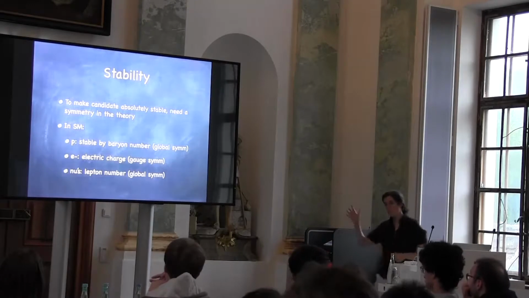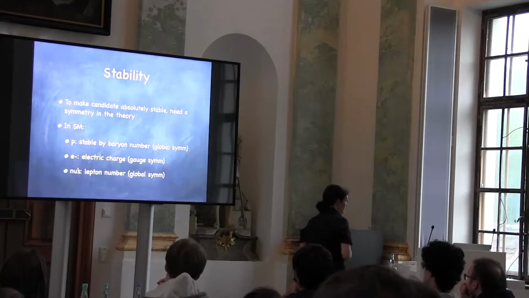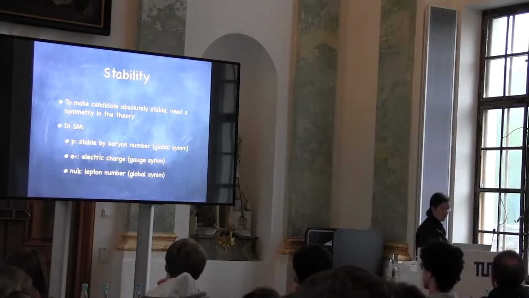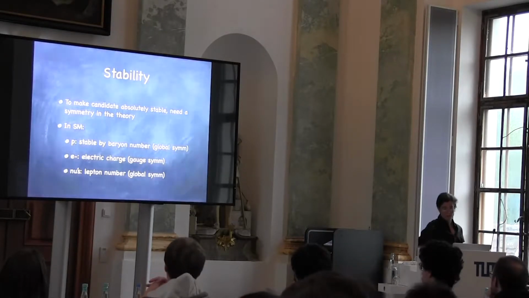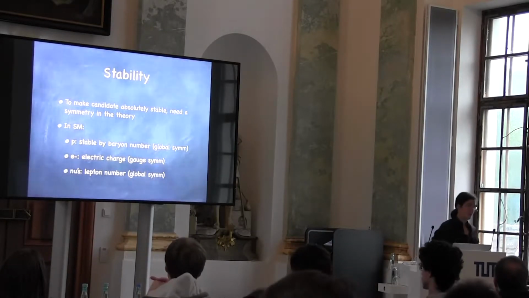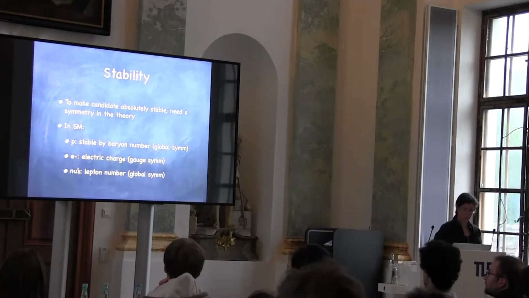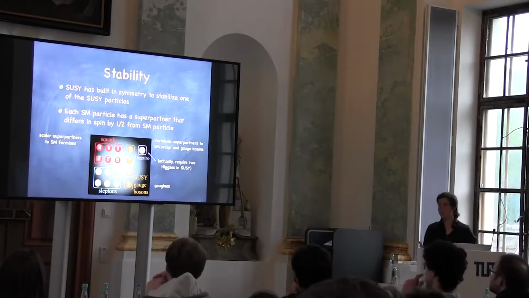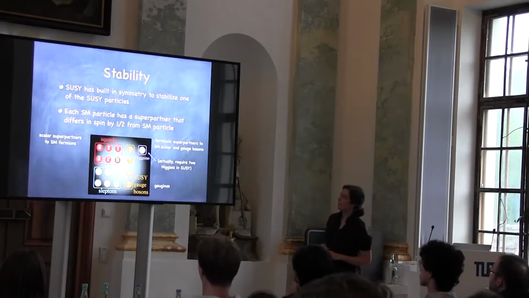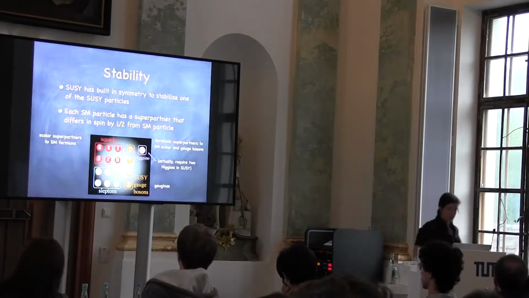So let me start with the very basics. To make a candidate absolutely stable, you need some type of symmetry. In the standard model, you actually have three of these. The proton is stable by baryon number, a global symmetry. The electron is stable by electric charge. And the neutrinos are stable by another global symmetry, lepton number. SUSY has a built-in symmetry that stabilizes the lightest of the superpartners. What you do is take the standard model and double it.